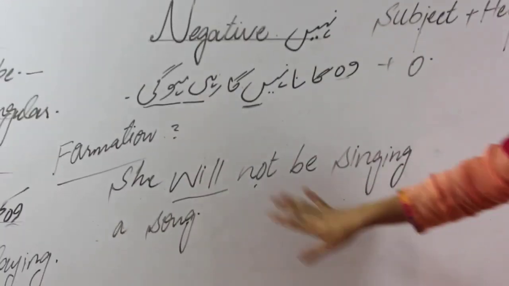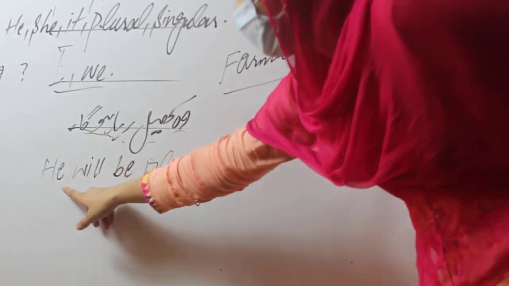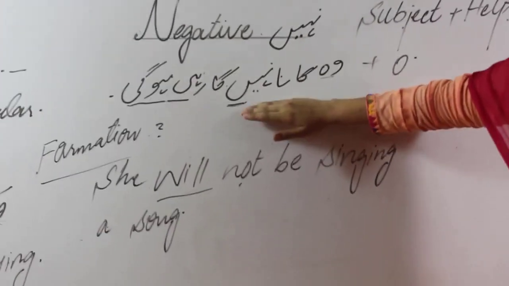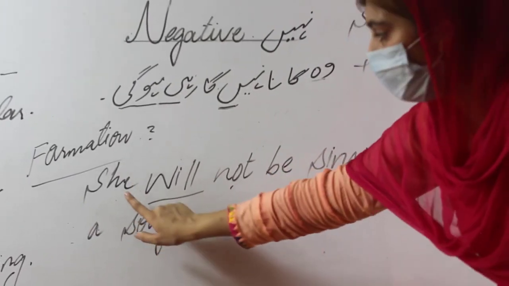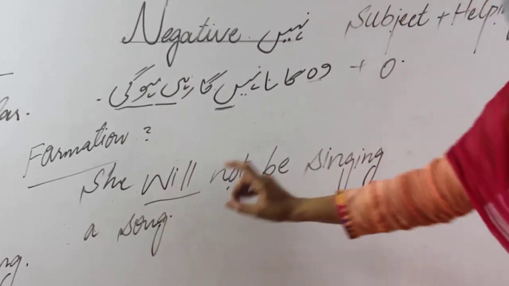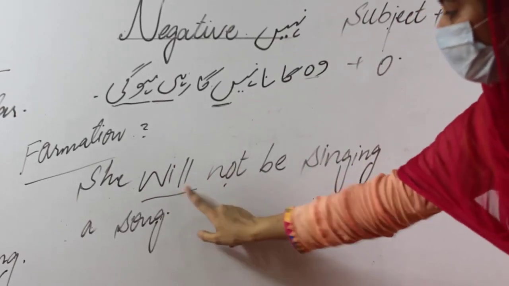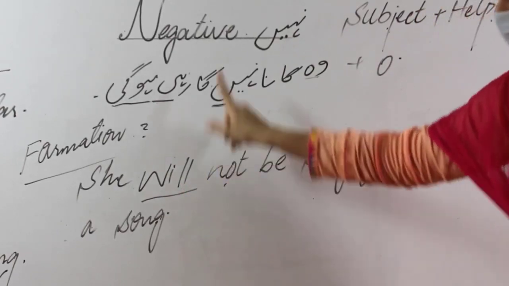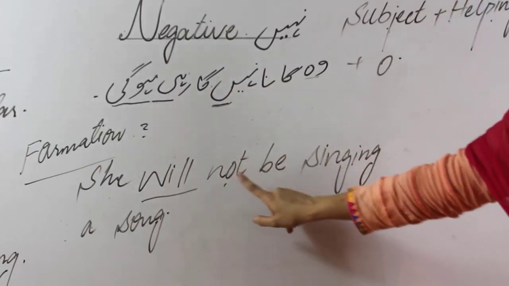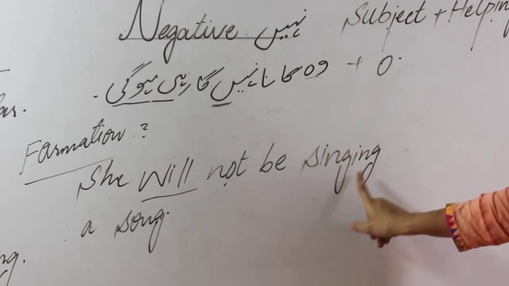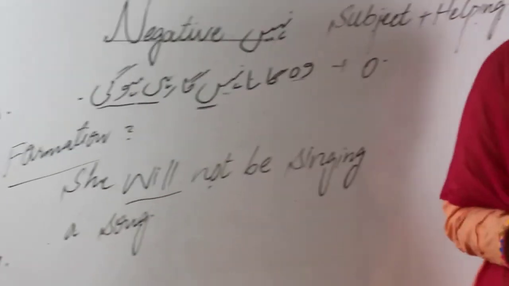Where's the difference? In the first example, I wrote, he will be playing, a very simple statement. But if we want to add a not, then the criteria to put a not is to write here a complete helping verb. Firstly write will, then in the middle of the will and be, put the not for the negative: she will not. Then the be after the not: she will not be. Then put the first form with the ing, singing, and song. This one is the criteria of the negative.